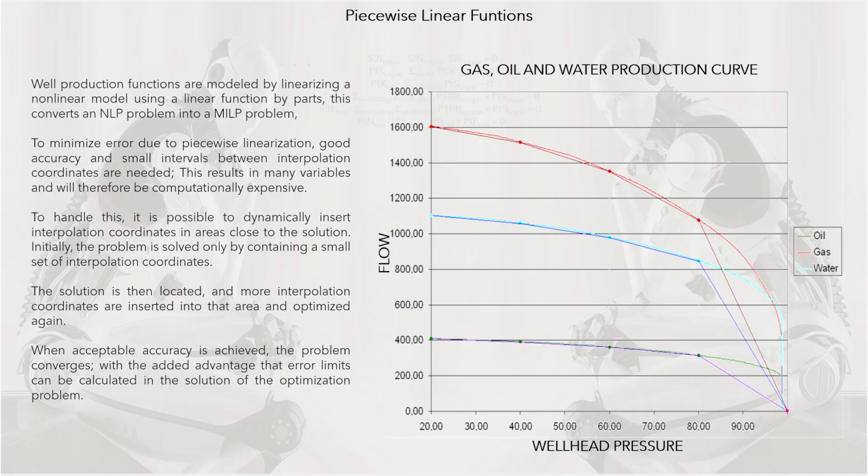To handle this, it is possible to dynamically insert interpolation coordinates in areas close to the solution. Initially, the problem is solved containing only a small set of interpolation coordinates. The solution is then located, and more interpolation coordinates are inserted into that area and optimized again. When acceptable accuracy is achieved, the problem converges, with the added advantage that error limits can be calculated in the solution of the optimization problem.